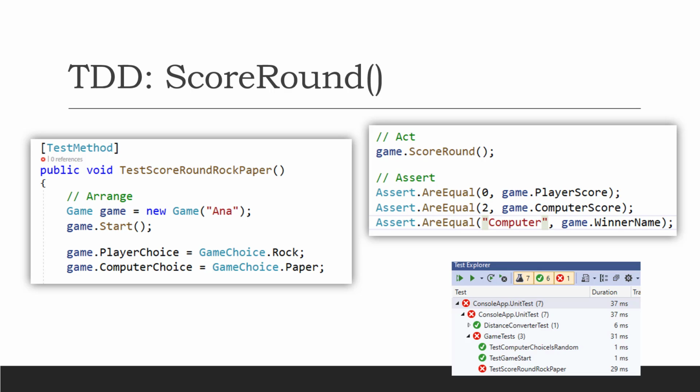We can't test the player making a choice because that's going to be in the user interface. But what we can move on to test is whether the game can update the score correctly. So we can set choices and expect the score to be increased. So we're going to have a simple scoring system. If you win a round, you get 2 points. If it's a draw, you get 1 point each. If you lose, you get 0 points. So we can check all those.